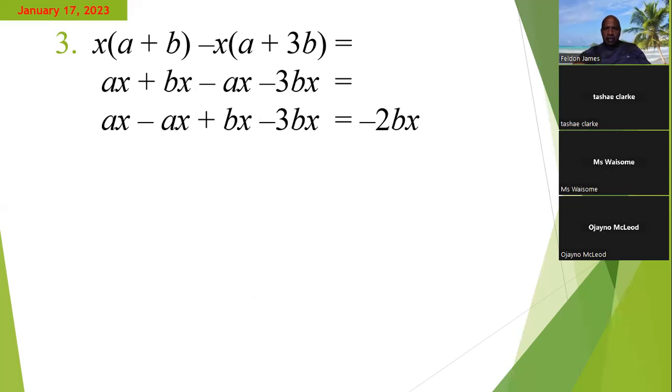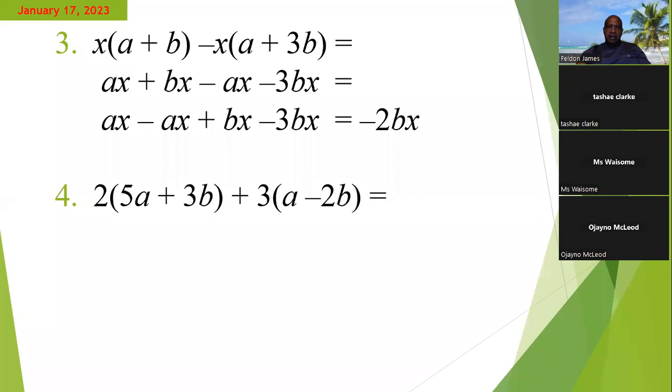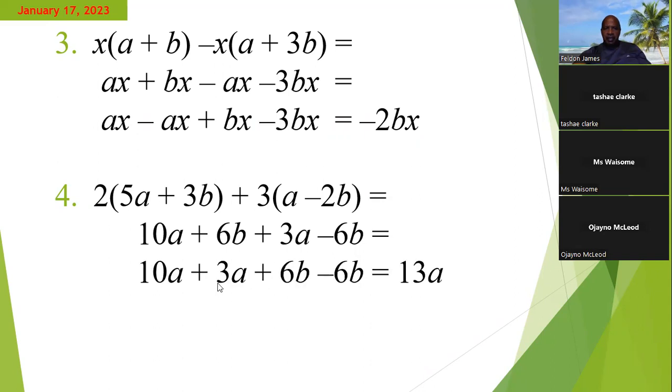Yes, sir. Okay, good. All right, here we have another one doing the same thing. Multiply out the brackets in a distributive fashion. We get 10a plus 6b plus 3a minus 6b. Grouping like terms together, adding and simplifying, we see that 10a plus 3a gives you 13a. However, we have 6b minus 6b, that's going to give you 0. So our answer will remain 13a.